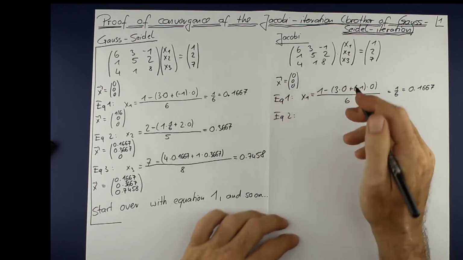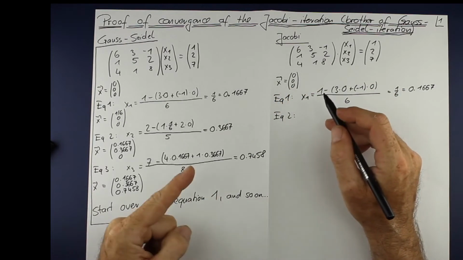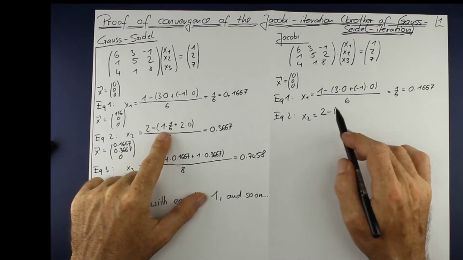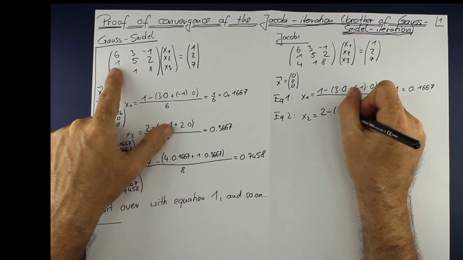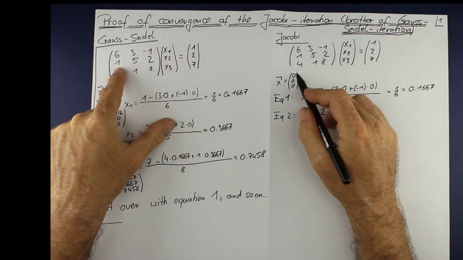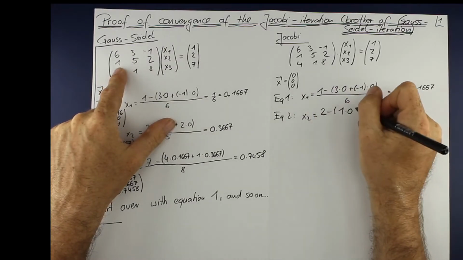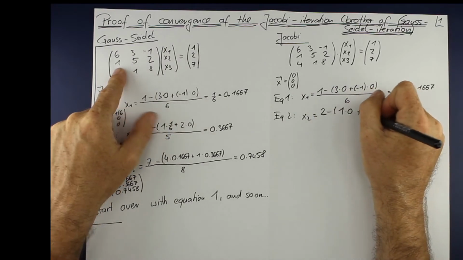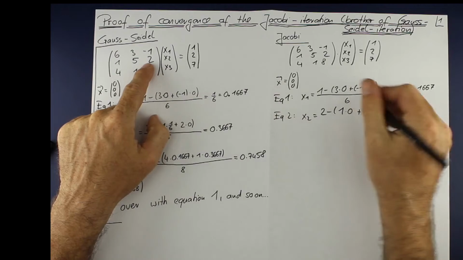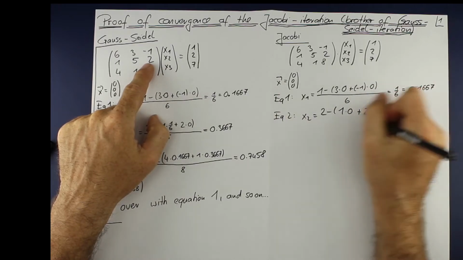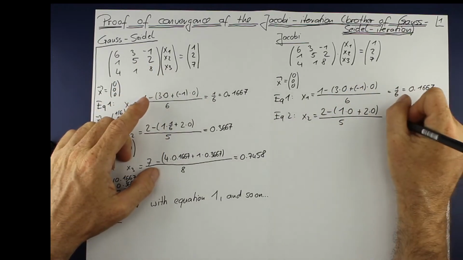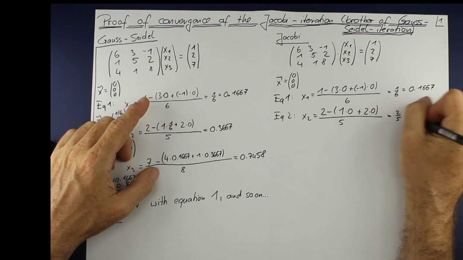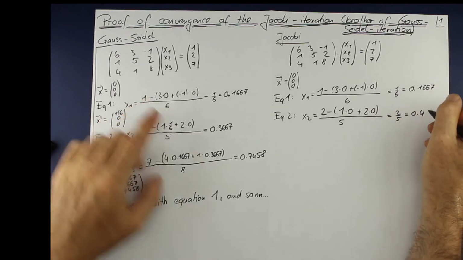We are using equation 2 to update x2. And now things will change a little. Now we have 1 times x1 and we use that one. So we have 1 times 0 plus 2 times x3. That's again a 0. And then divided by 5, and so we get 2 divided by 5, which is 0.4.